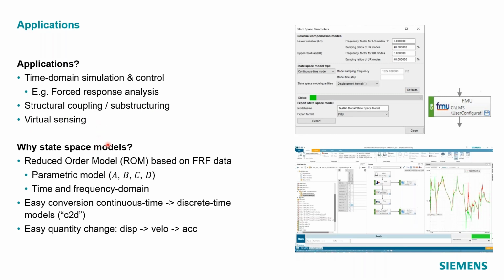And why did we select state space models? Because they're kind of a reduced order model. We only have a few parameters, A, B, C, D, and we represent a whole set of FRF data, basically. As I said, you can use it both in time and frequency domain. You have also two flavors. You have a continuous time model and a discrete time model. And it's also possible to change even the quantity. So you can go from displacement to velocity to acceleration based on some theoretical derivations.